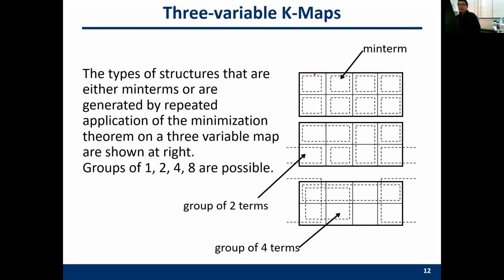And these are the possible ways to draw the 3 variable K-map. You can have a group of 1, which is a minterm. You can have a group of 2 and a group of 4. You can even have a group of 8.